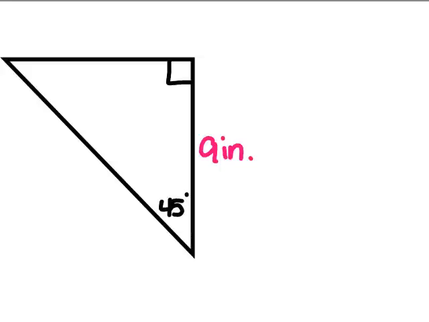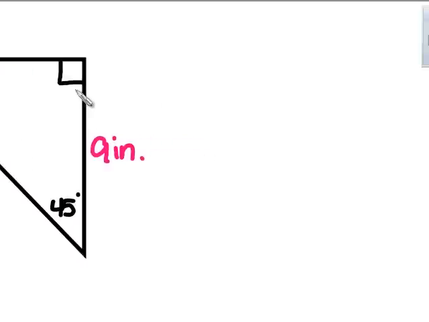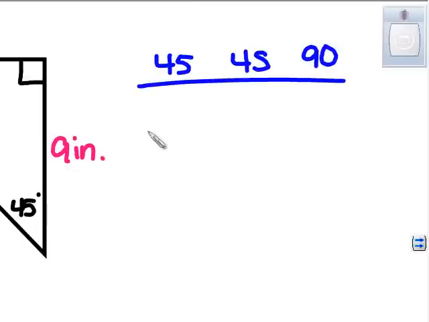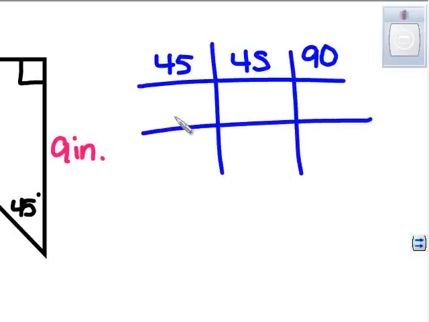On number 3, you should have realized that this is a 45, 45, 90, because even though only one of them is given, you know this must also be 45 because the 3 angles have to add to 180 since it's a triangle. So when you set up your table, you'll put in your formulas as x, x, and x square root of 2.